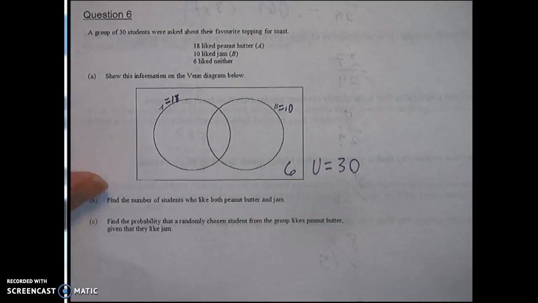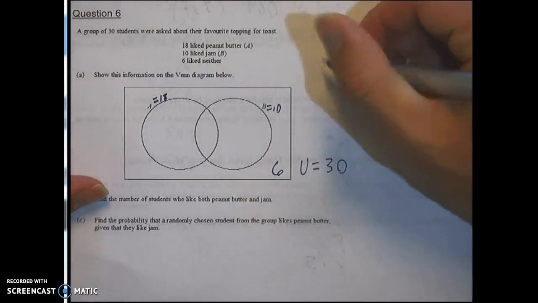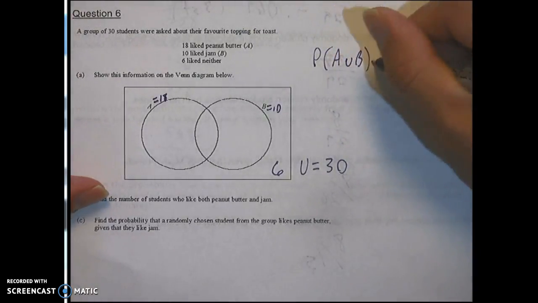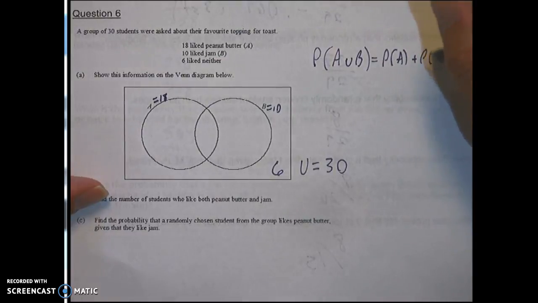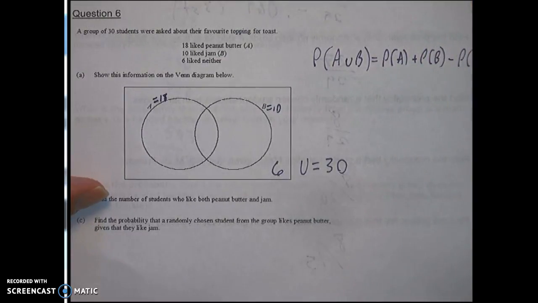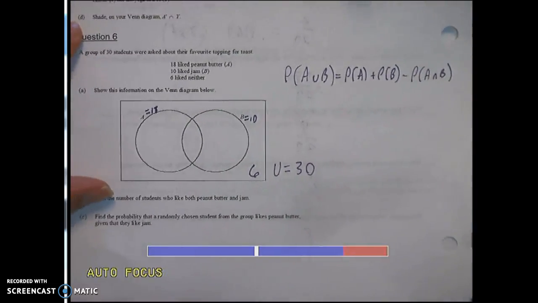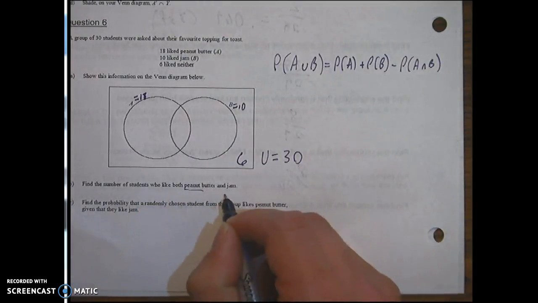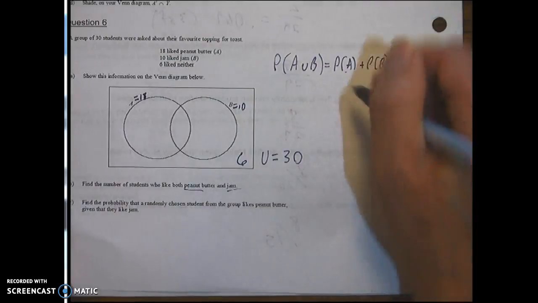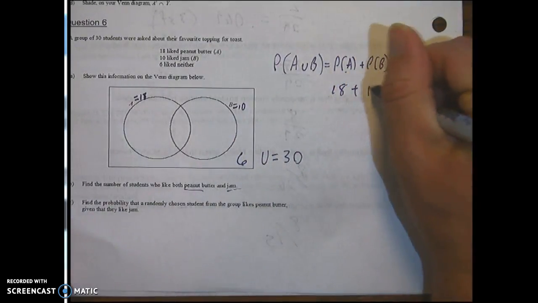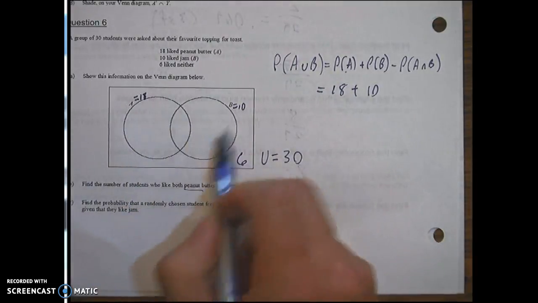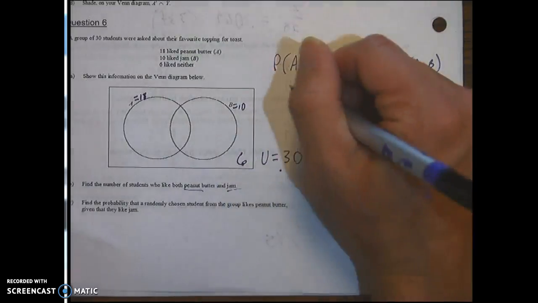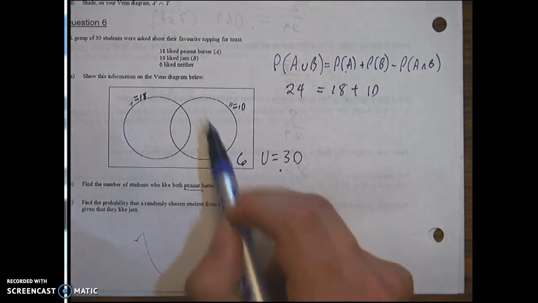Well, to do that, we need this formula that's on the IB formula chart. And the formula is as follows. The probability of A union B is equal to the probability of A plus the probability of B minus the probability of the intersection of A and B. Now, we happen to know all of these things except for the intersection. That's the number who both like peanut butter and jam. I know how many are in A. It's 18. I know how many are in B. That's 10. And I also know how many are in the union. If there's 30 overall, 6 of them like neither, 30 minus 6 is 24, must be inside these circles here.